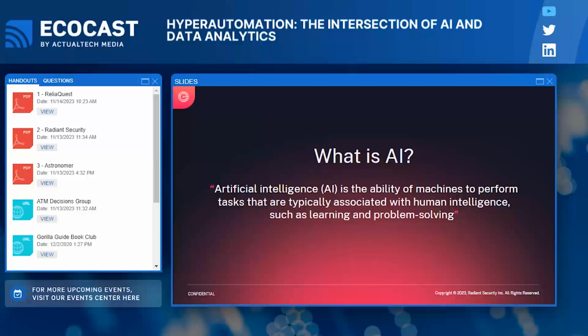So what does this actually look like? First, I want to make sure that we're level set on what AI is and isn't. So AI is the ability of machines to perform tasks that are typically associated with human intelligence, like learning, problem solving, and then, alert triage, incident investigation, etc. So this is what AI is.